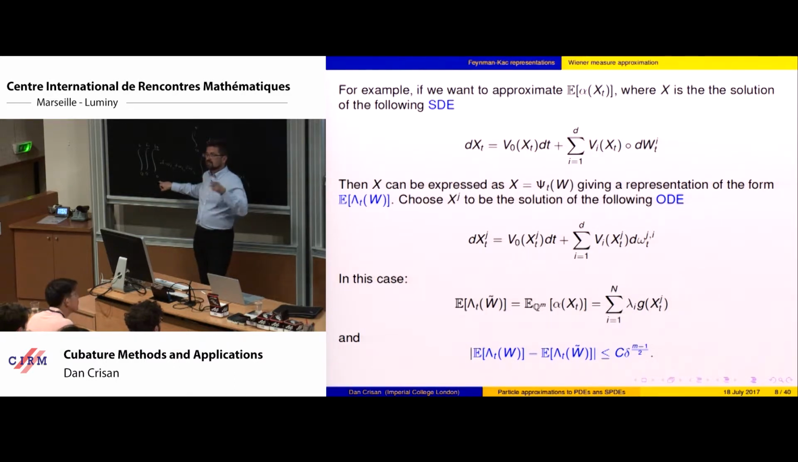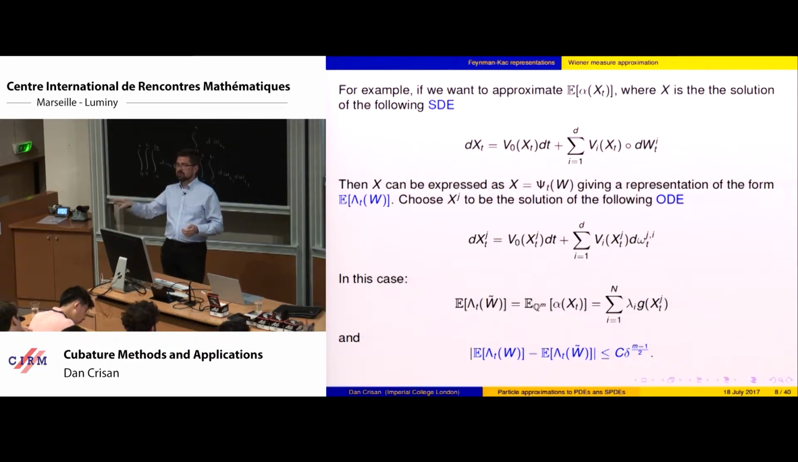So the equivalent of the Euler approximation, an order one method, if you use cubature methodology, you need to match all the iterated integrals up to order three. In order to obtain an order two method, you have to match all the iterated integrals up to order five, and so on. So when you look at the literature on cubature methods, you'll see development of cubature methods of odd order: 3, 5, 7, 9, and so on.